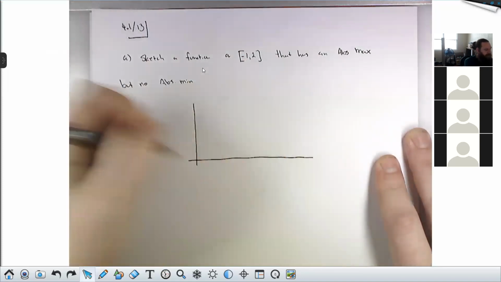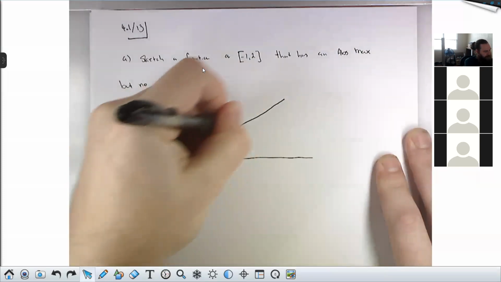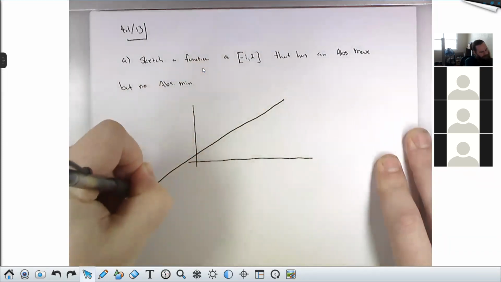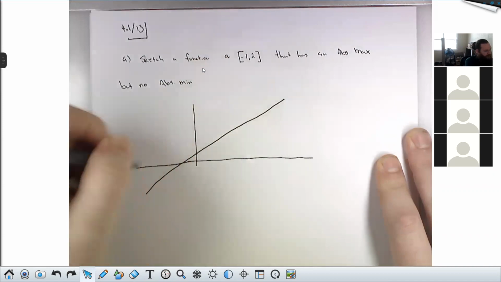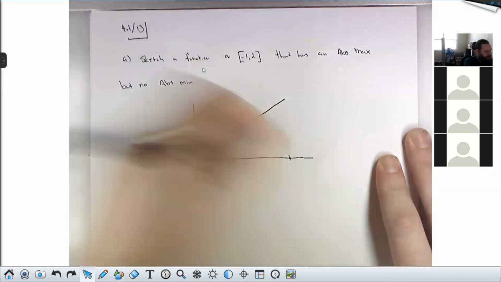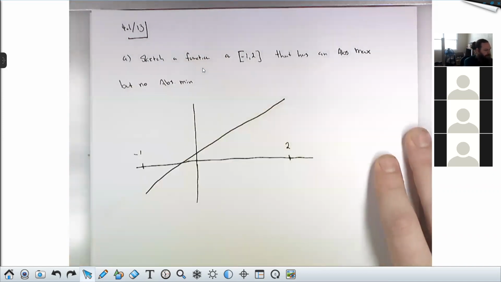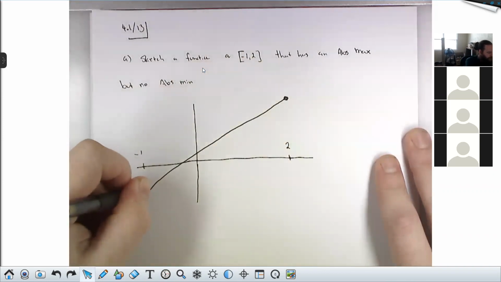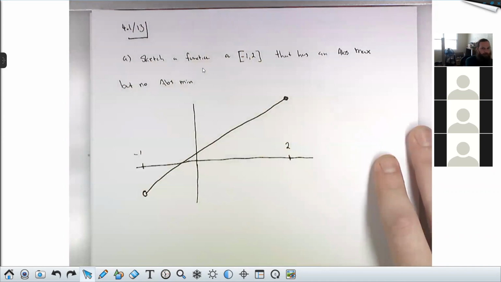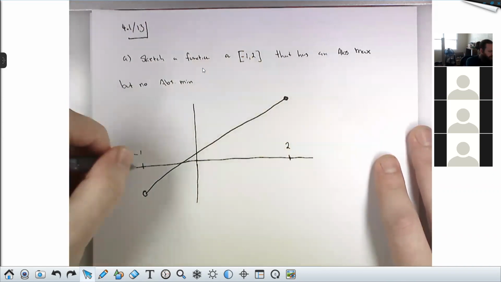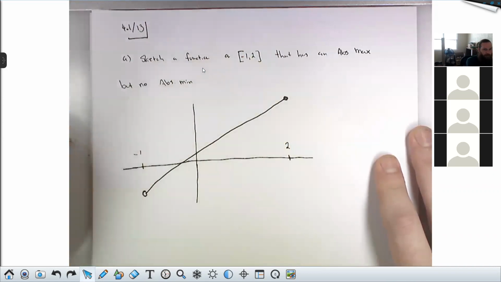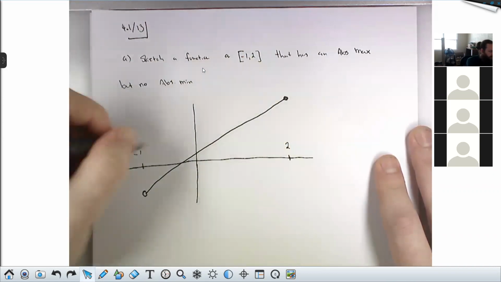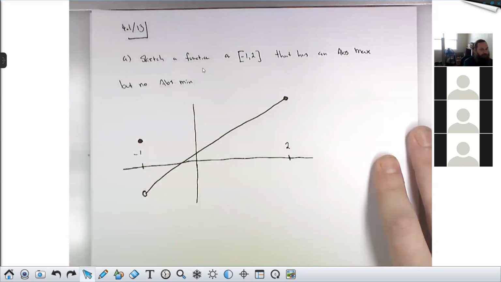Kind of the silliest example here is a line. Alrighty, here's my x-axis, here's my y-axis. I'm going to call this -1. I'm going to call this +2. I'm supposed to have an absolute max, but I'm not allowed to have an absolute min. So this better not be filled in. But my domain still has to be the closed interval from -1 to 2. So I can't just leave this open and call it a day. But what I can do is come in here and fill it in like this.